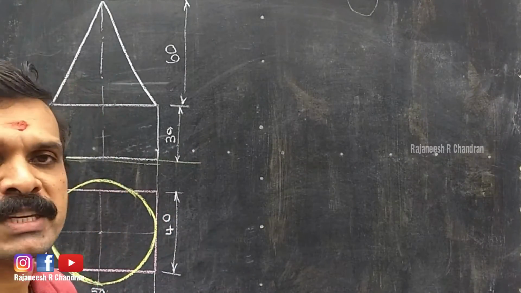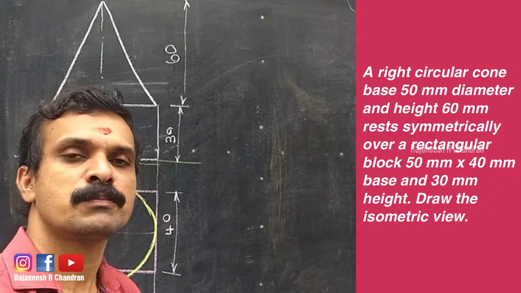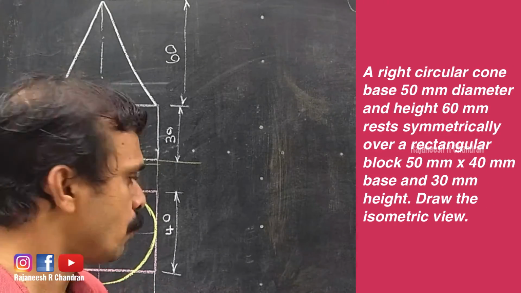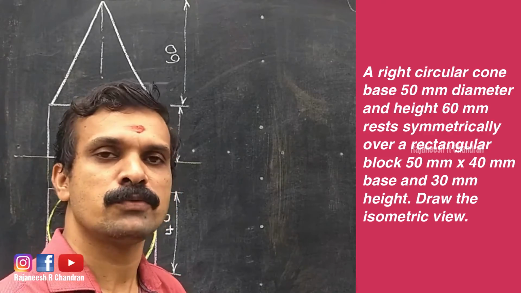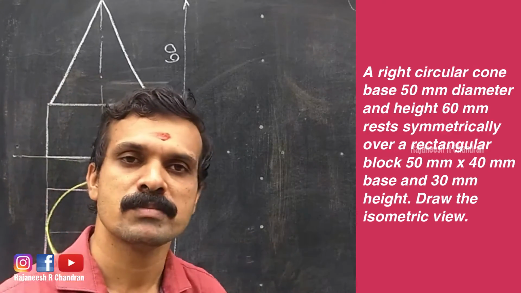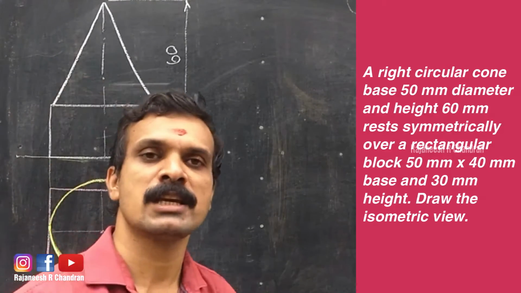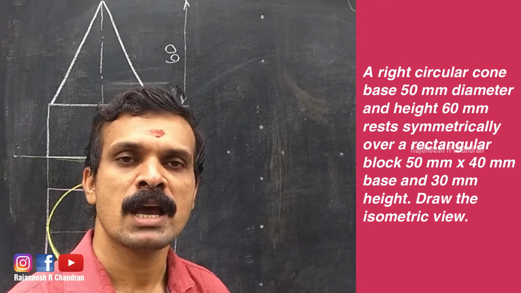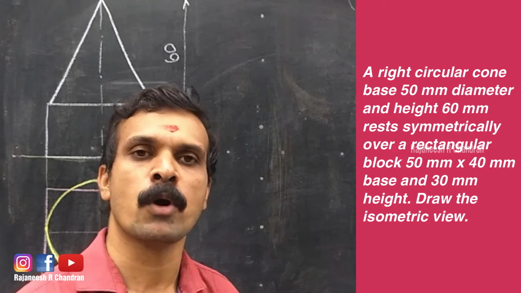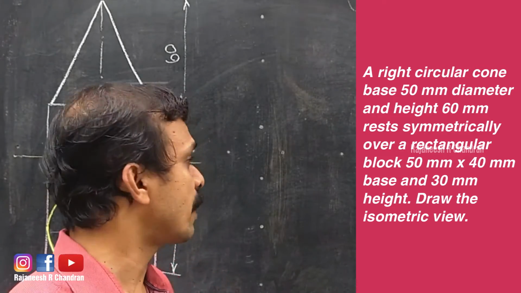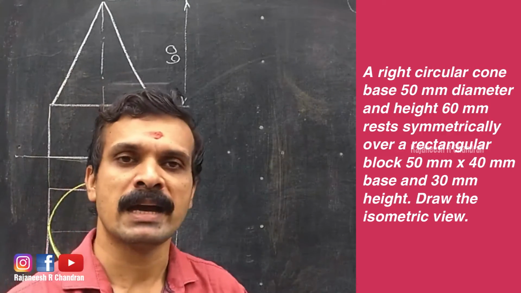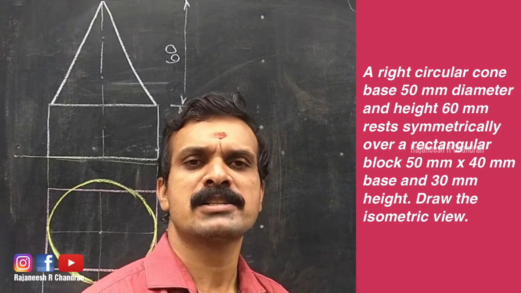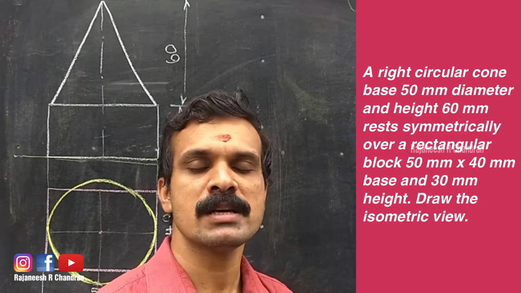of diameter 50 and height 60 which is placed over a rectangular block of 50 mm into 40 mm into 30 mm size. So there is a rectangular block of 50 mm into 40 mm into 30 mm size, and on the top of that rectangular block there is a cone of diameter 50 mm and height 60 mm, and the axes of the solids are along the same line.